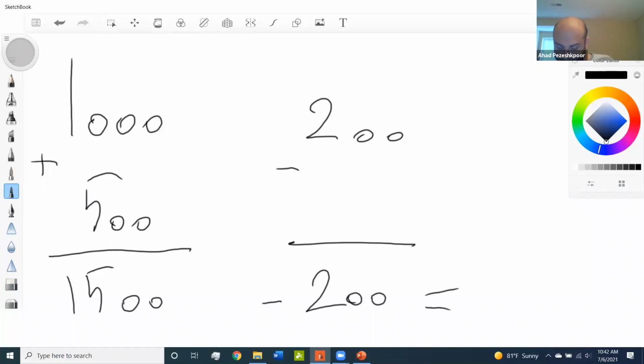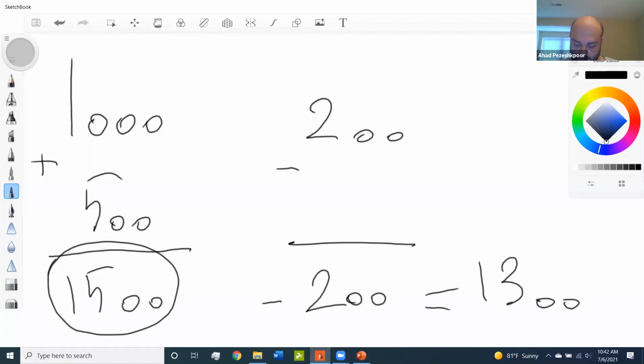In total, your wealth would be 1,300. Assets minus liabilities. This is how we find a person's worth.